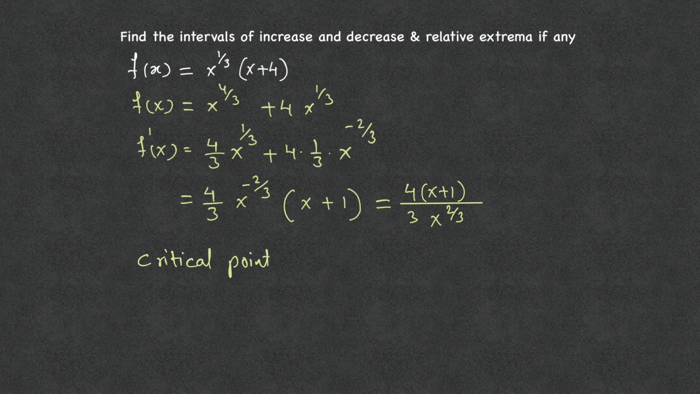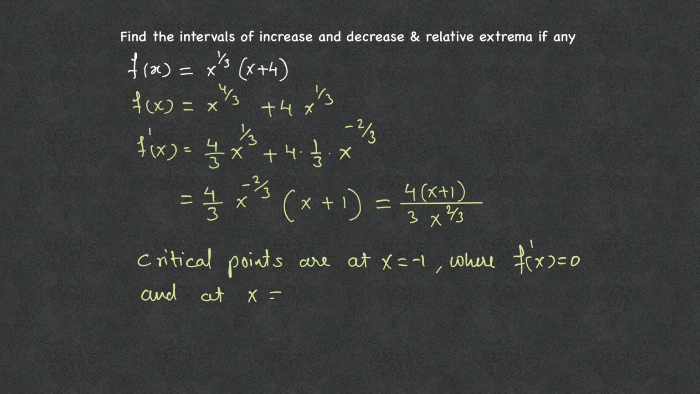Critical points are at x equals negative 1, where f prime of x is 0, and at x equals 0, where the derivative fails to exist, meaning the function f of x is not differentiable at x equals 0.